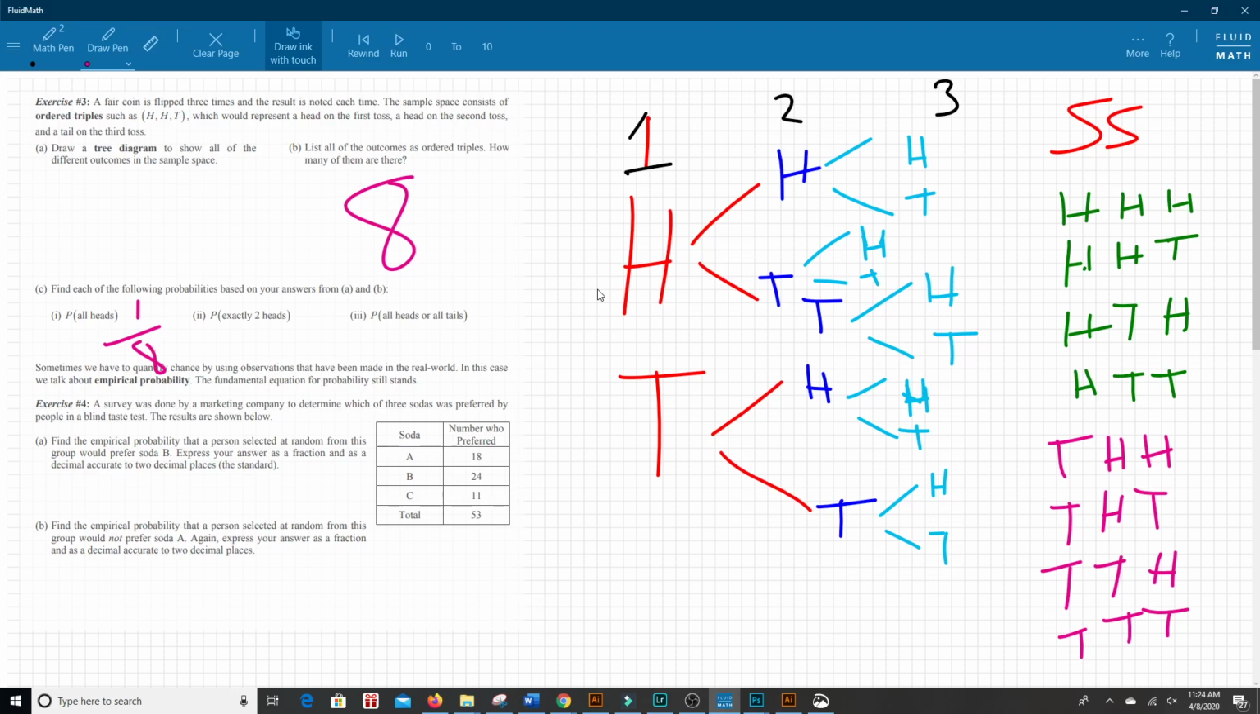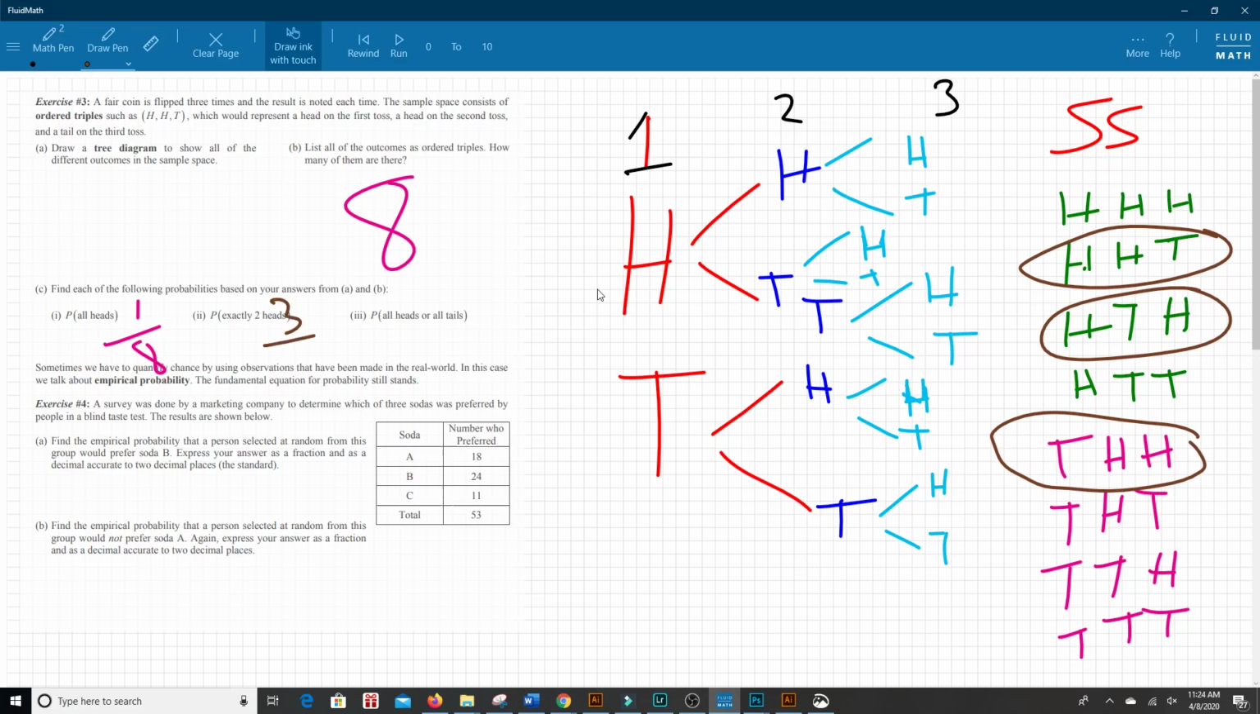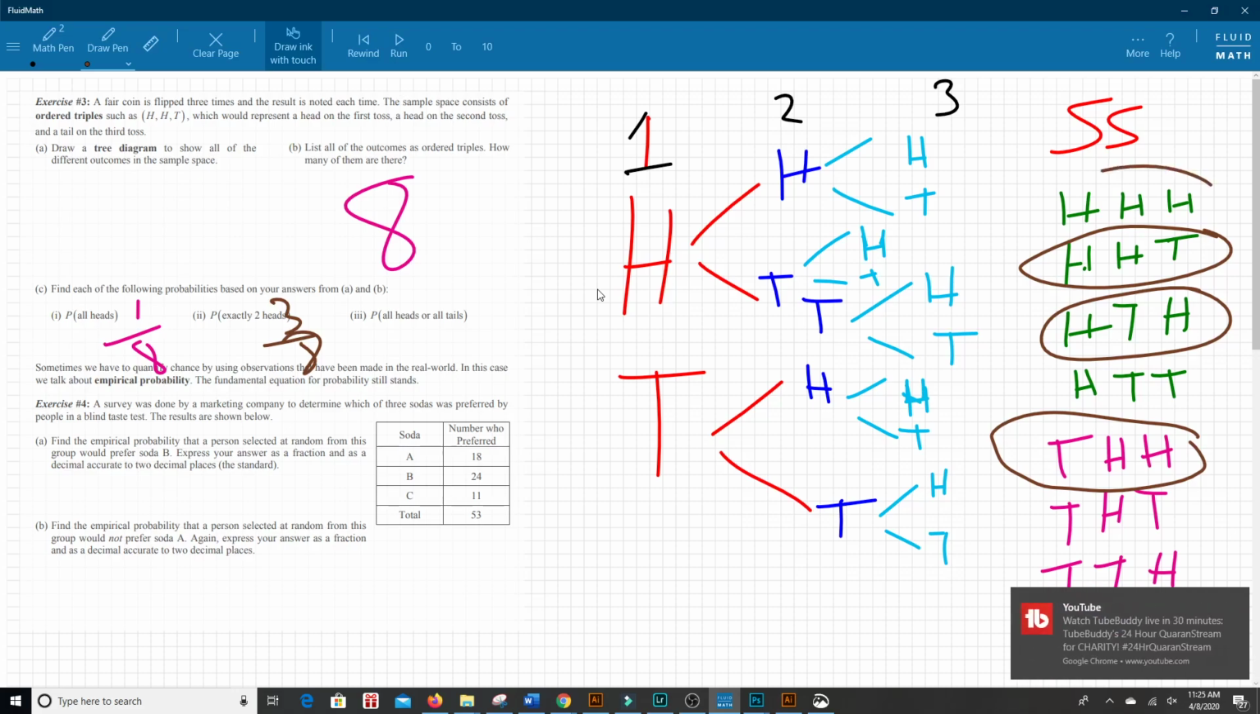Exactly 2 heads. So which one has exactly 2 heads? Well, there's this one right here. There's this one right here. That has 2 heads. That has 2 heads. Exactly 2 heads, remember. And no other. So that's going to be 3 over 8. All heads or all tails. So this is all tails right here. It's all heads. So this was essentially 2 over 8. Right, so everyone clear on that?